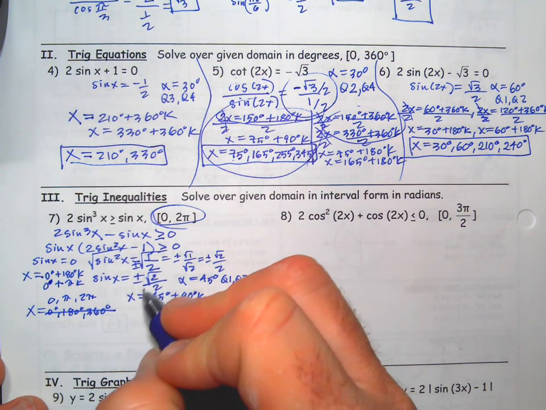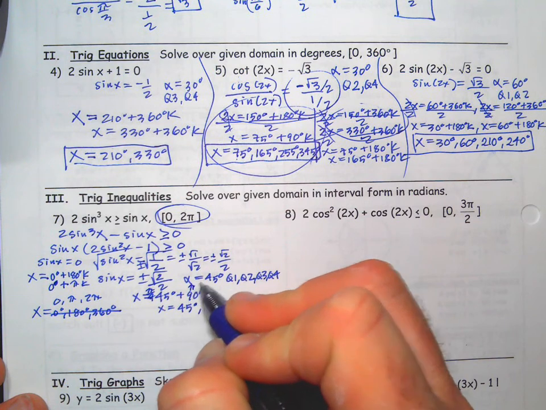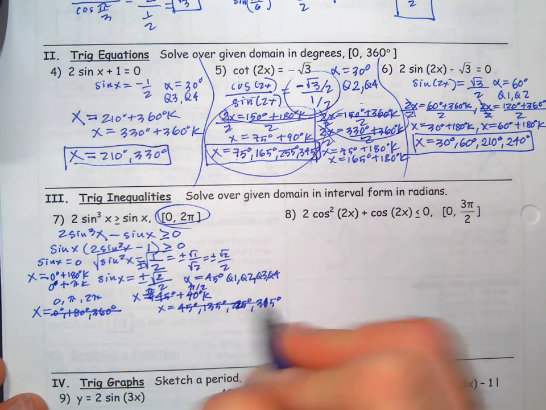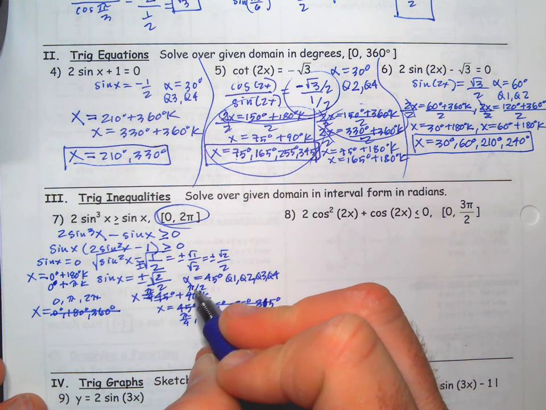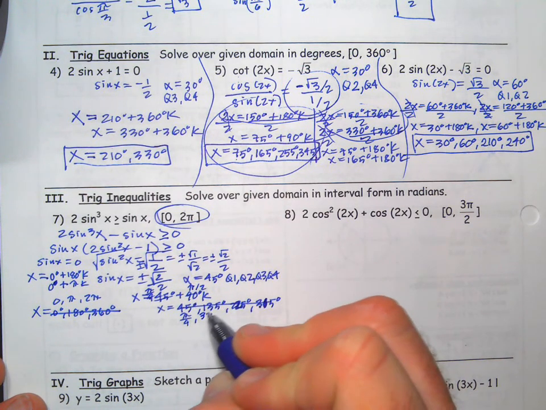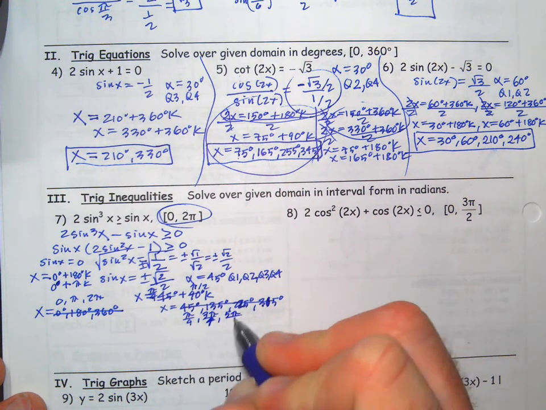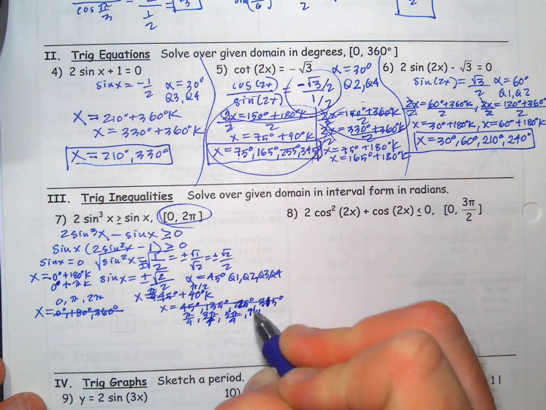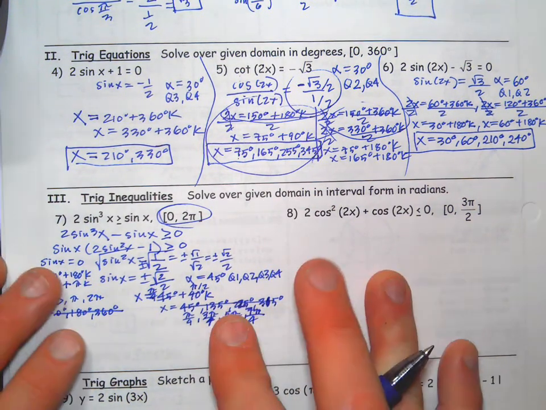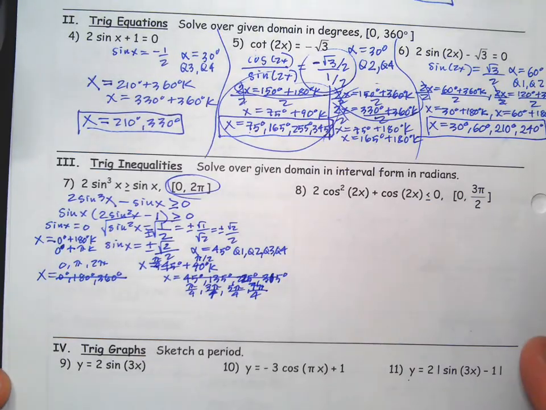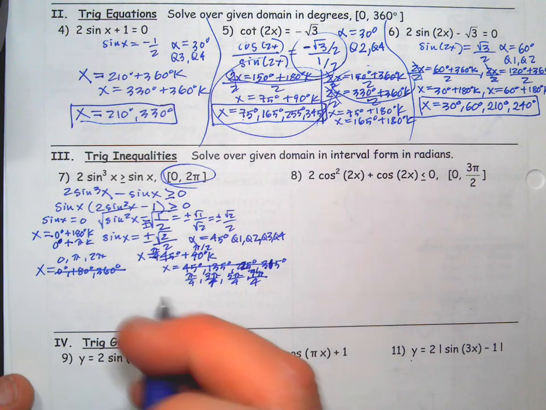This is pi over 4 plus pi over 2k. So that's going to give you pi over 4, and that's the same as 2 pi over 4, so 3 pi over 4, 5 pi over 4, and 7 pi over 4. It's easier to not convert these from degrees to radians. That takes way more time, introduces more opportunities for mistakes too.